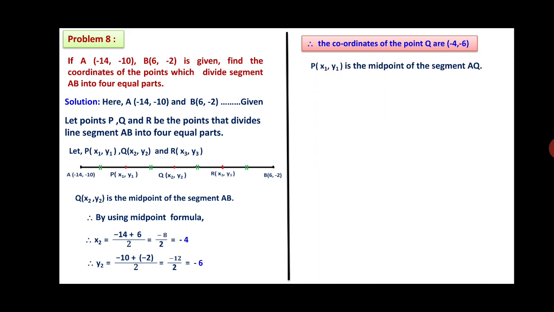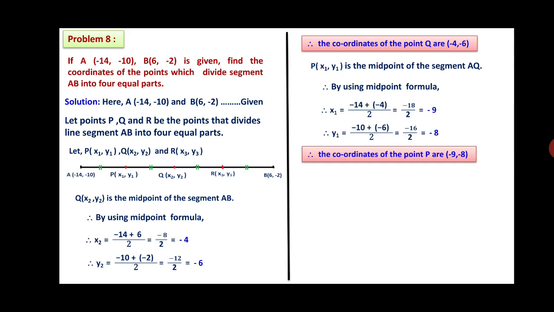Friends, now P (x1, y1) is the midpoint of the segment AQ, you could see in the figure. Therefore by using the midpoint formula again, x1 is equal to minus 14 plus minus 4 upon 2, which is equal to minus 18 upon 2, that is minus 9. y1 is equal to minus 10 plus minus 6 upon 2, that is minus 16 upon 2, that is minus 8. Therefore the coordinates of the point P are minus 9 and minus 8.